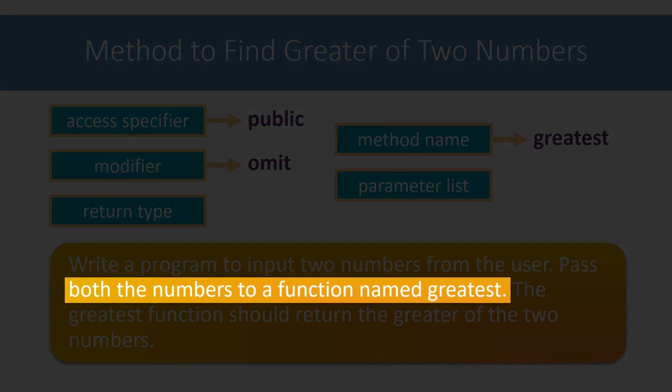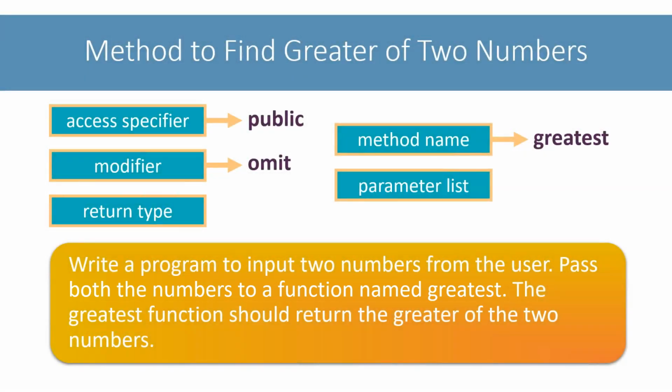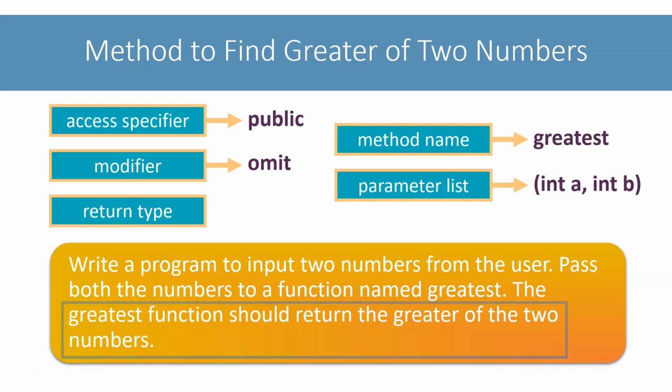This part, pass both the numbers to a function named greatest, tells us that this function will take two numbers as inputs. As nothing is mentioned about the numbers, we can safely assume the numbers to be ints. So this gives us the parameter list, two formal arguments a and b of int type. The next line of the question tells us that our method should return the greater of the two numbers. So its return type will be int.